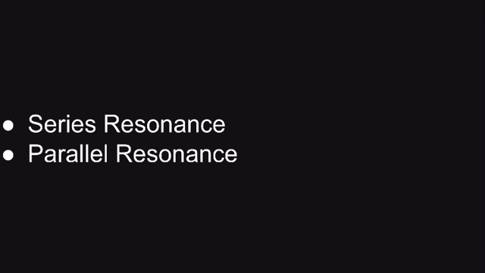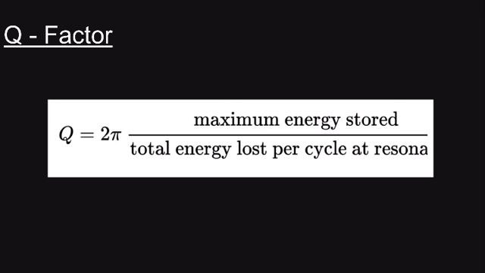Resonance describes the phenomenon of increased amplitude that occurs when the frequency of a periodically applied force is equal or close to the natural frequency of the system on which it acts. In this, we have a series resonance and a parallel resonance. Before going into them, first let us see the Q factor.